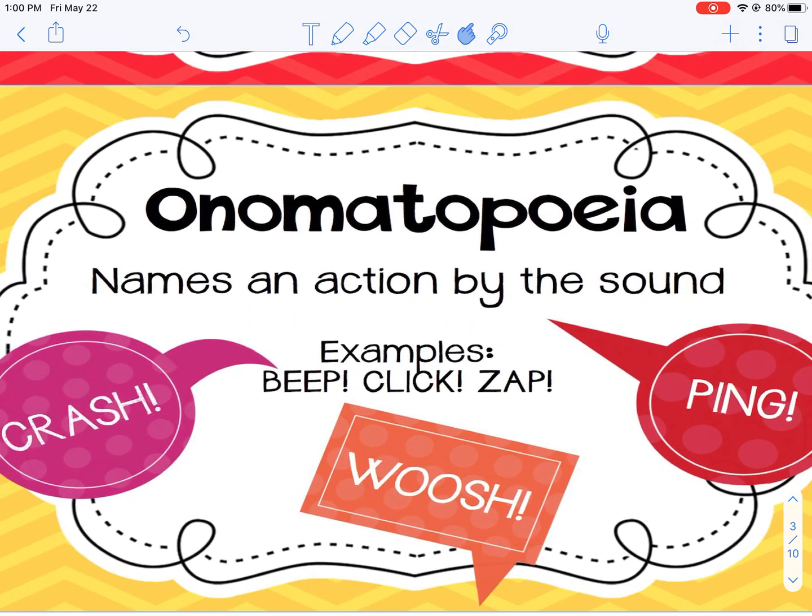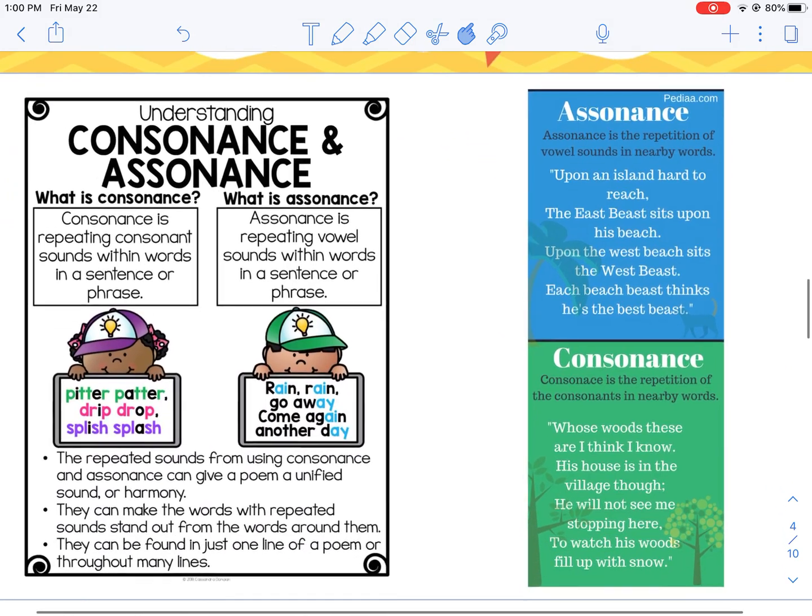And then the other one we talked about in our class, I think we were doing our Chris Van Allsburg story, onomatopoeia. Names an action by the sound. So crash, whoosh, ping, beep, click, zap. So knock, knock, all of those words that are a sound, that's onomatopoeia.